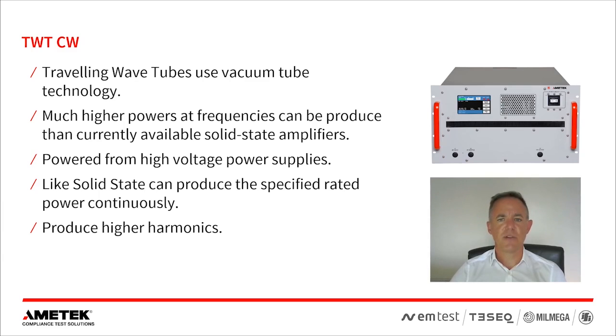At selected powers and frequencies, TWTs still have a size, performance and efficiency advantage over developing solid-state solutions. The tubes are powered from high-voltage power supplies, typically up to 10 kV, and require a startup procedure of a few minutes to warm the cathode emitter before operation. Like the solid-state CW amplifier, they can produce the specified rated power continuously. TWTs tend to produce higher harmonics, and so harmonic filters are sometimes required for certain applications, and are usually an optional extra available from the manufacturer.